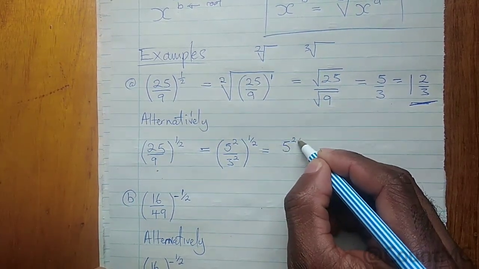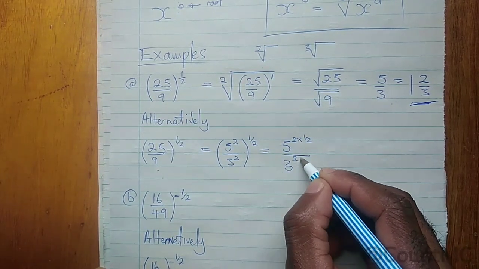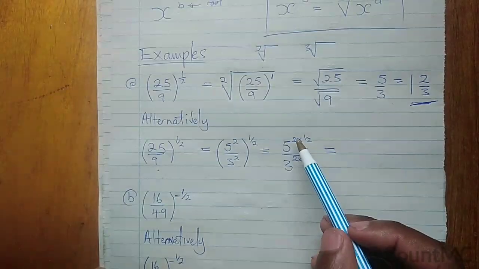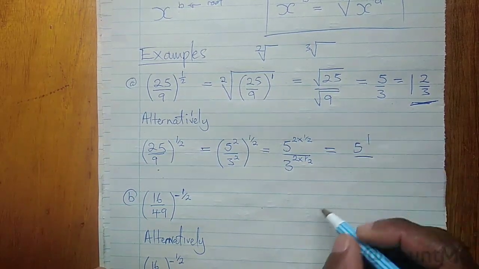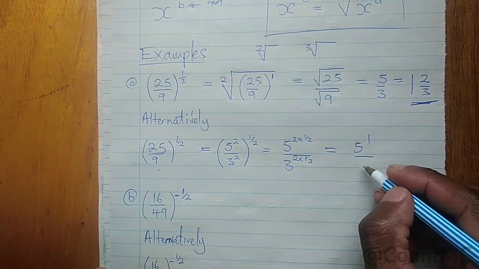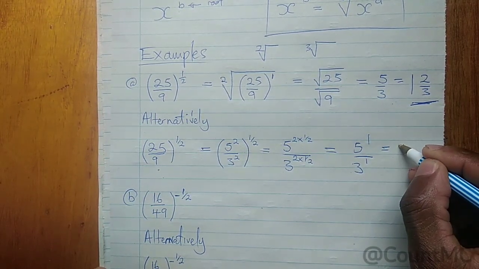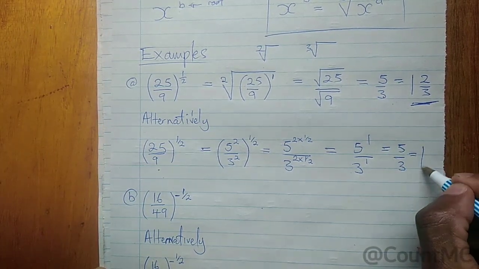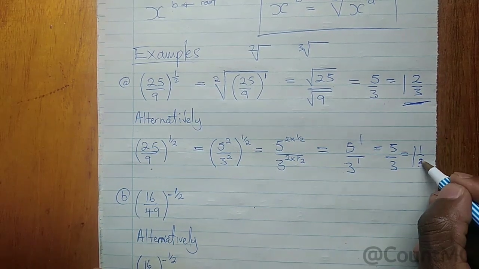So this is 5 to the power 2 times half. Power and power will multiply. 3 to the power 2 times a half. So 2 times half, that's 1. So we'll be left with 5 to the power 1 divided by 2 times half, that's 1. So we'll be left with 3 to the power 1. So this will be 5 over 3, again just the same as that. And you get the same answer.